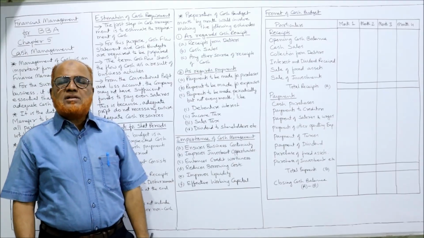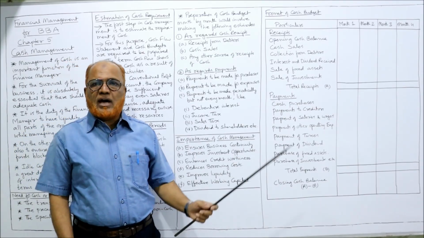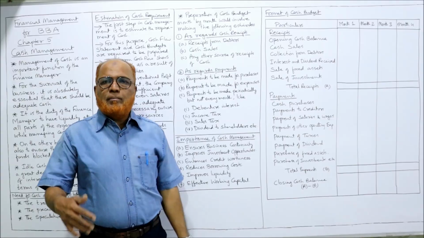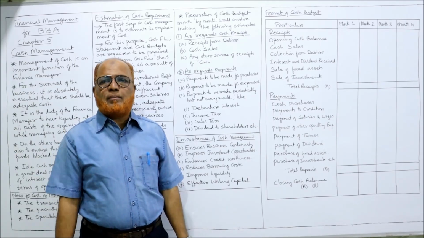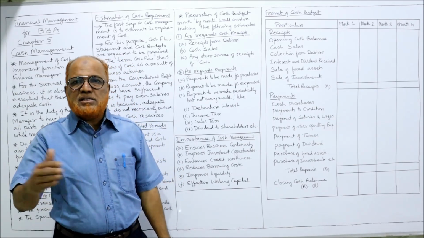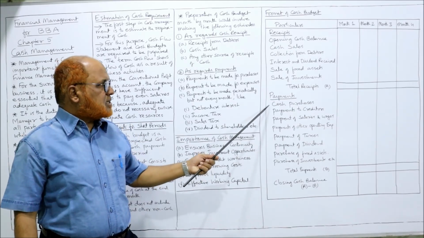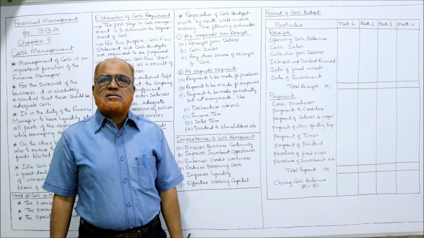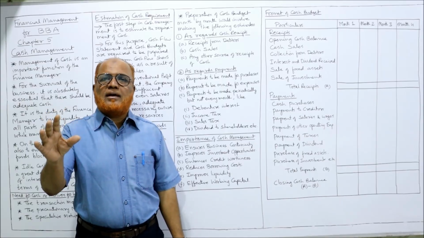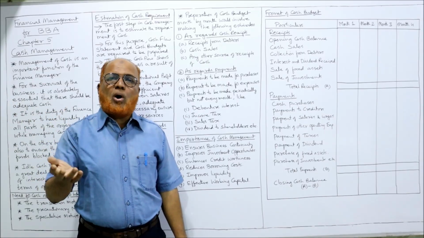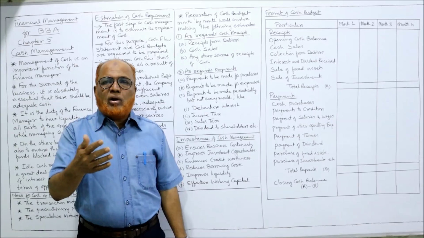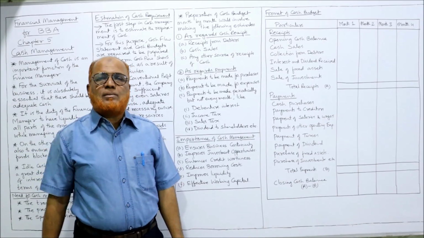Payments. Just like cash sales, we have cash purchases. Every month we may purchase the goods from the supplier on cash. Payment is made. That is cash purchase. Payments to creditors. Creditors are the suppliers who supplied the goods on credit. Later on, we have to make the payment to the supplier.